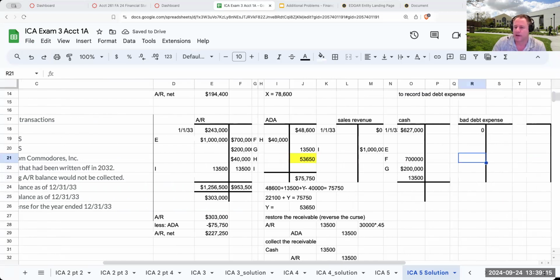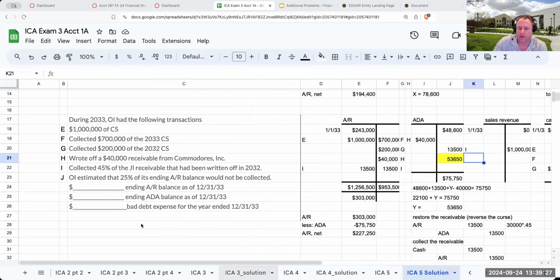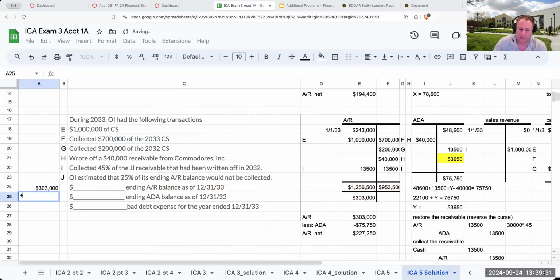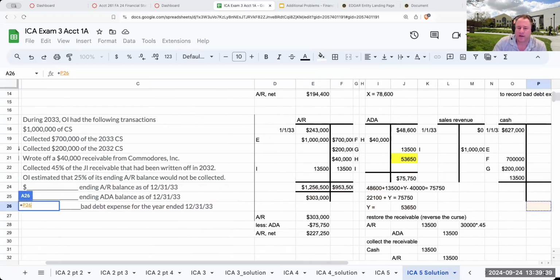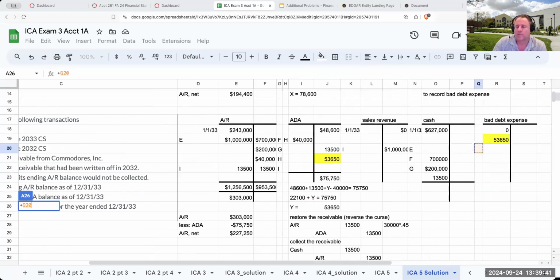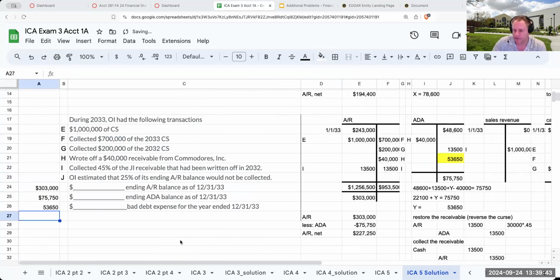For every credit, I need a debit. This is what I'm debiting to bad debt expense. We do bad debt expense very, very last. It's the last thing we go through and do. So that's what I'm going through and doing. So my ending AR balance was 303. My ending allowance for doubtful accounts is 75,750. And my bad debt expense for the year ended would be 53,650.